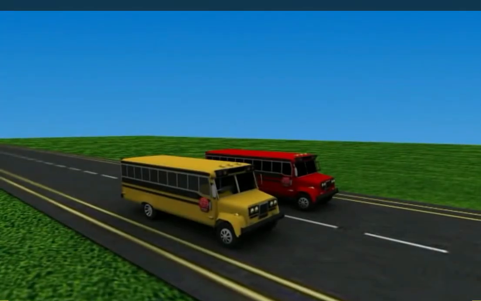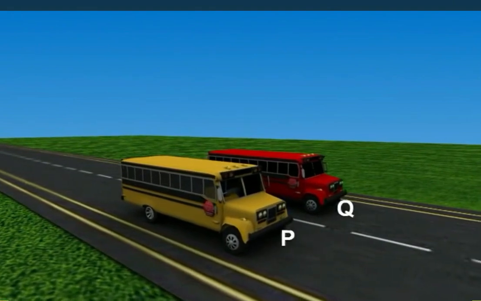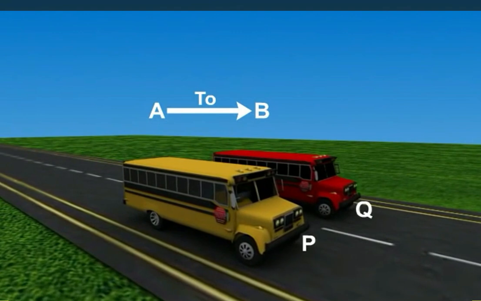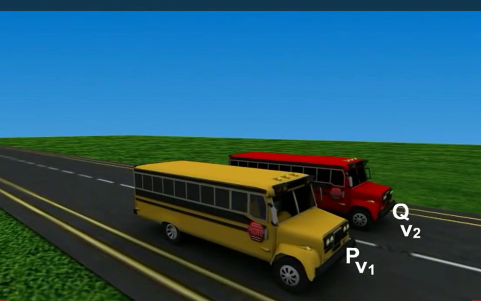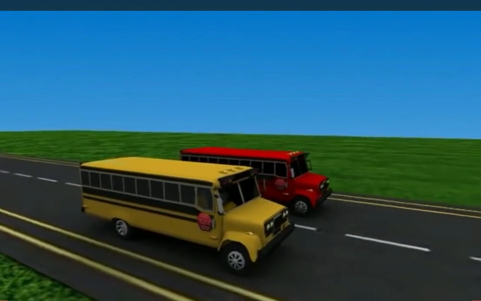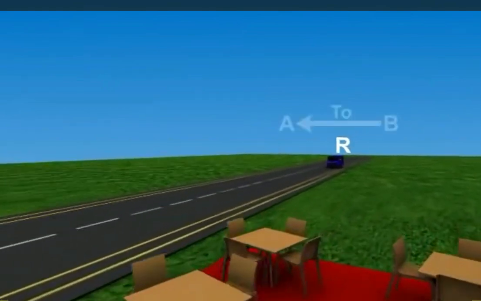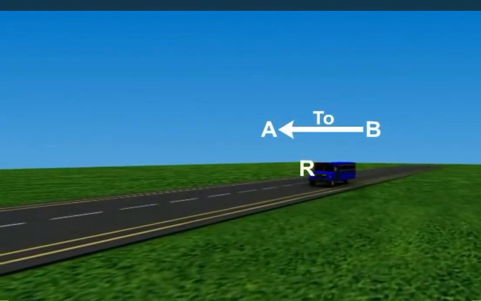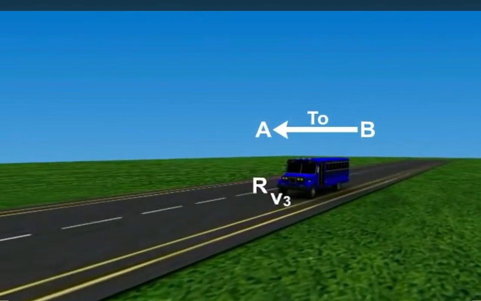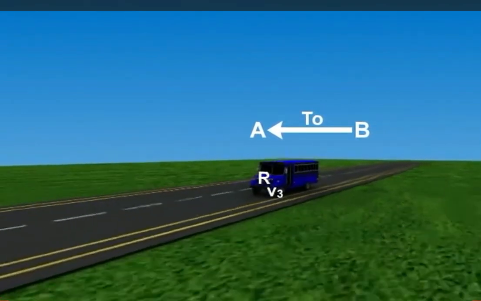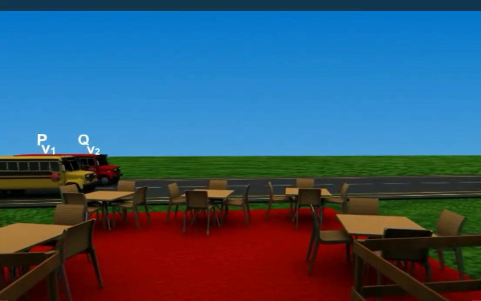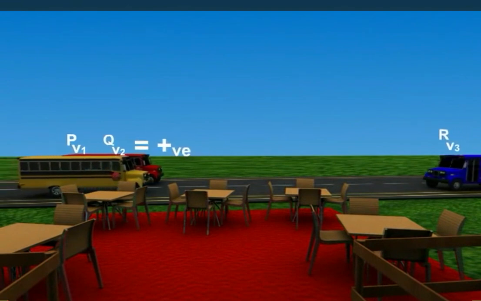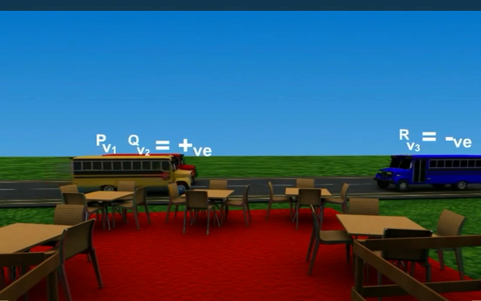Now let's see something interesting. Observe that two buses P and Q are traveling along a highway from place A to place B. They are moving with the velocity of V1 and V2 respectively. Another bus, say R, is traveling from place B to place A along the same road with a velocity V3. An observer is observing the buses from a hotel along the highway. Thus, the velocities V1 and V2 are considered to be positive and V3 as negative.